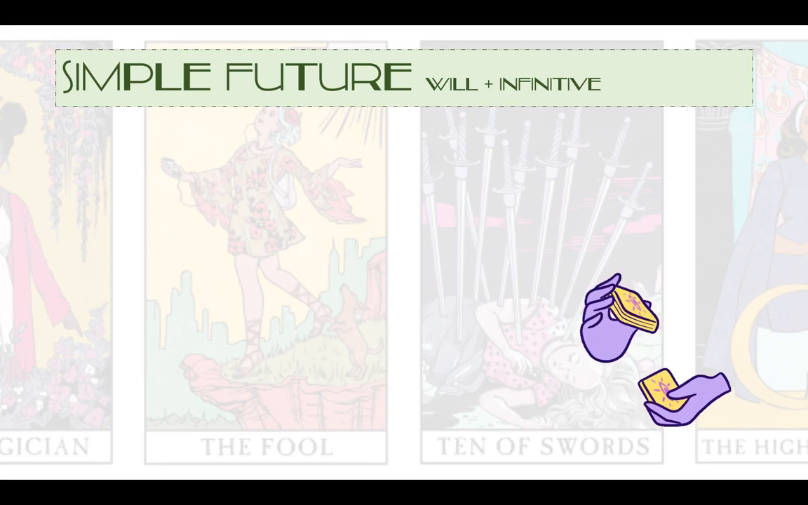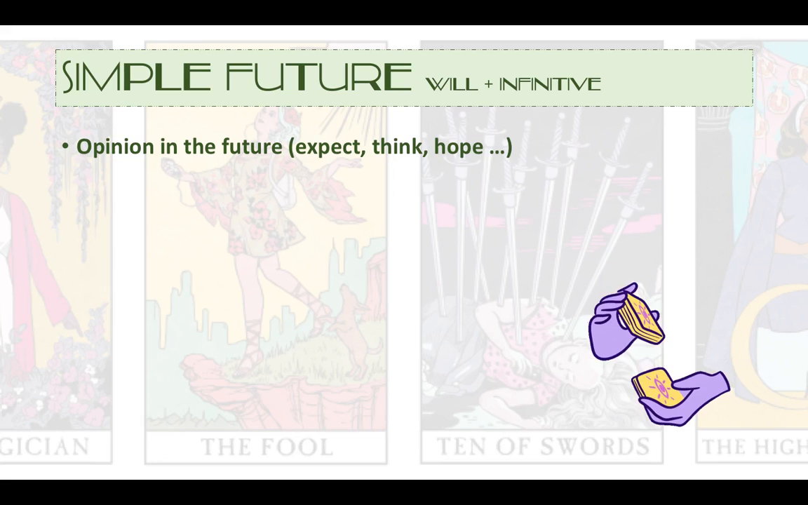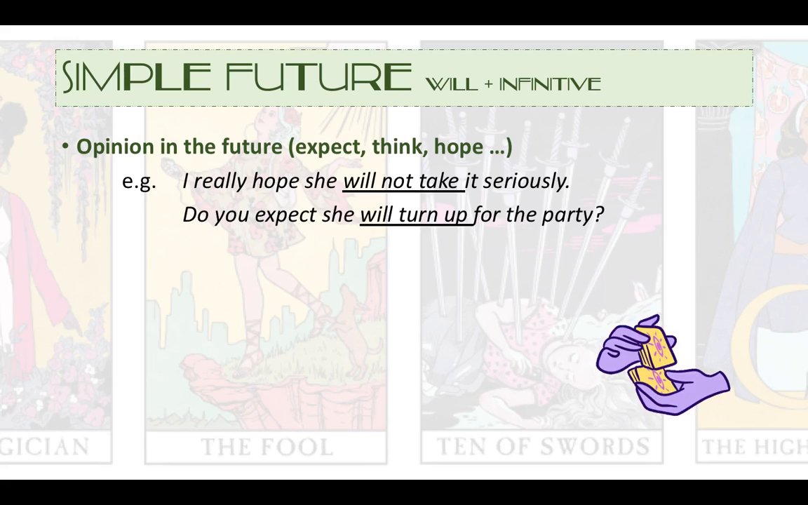A fourth rule related to the simple future is that you can also use it for an opinion in the future. Often this rule is combined with verbs such as to expect, to hope, to think. If you, for example, say, I really hope she will not take it too seriously, you express a hope or an opinion that you have about something in the future.